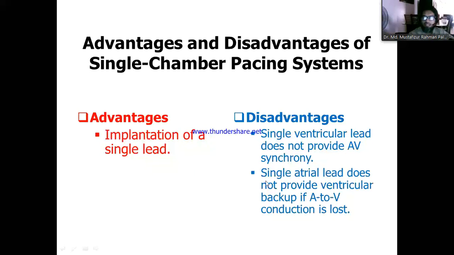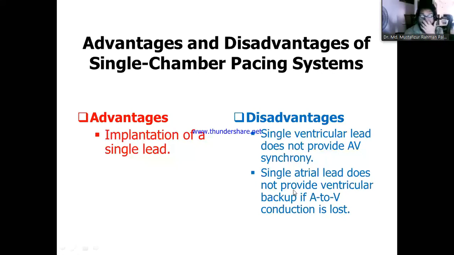A single ventricular lead does not provide synchrony. That is the synchronization which I have told you earlier. That is the main function of the conduction system of the heart, because the circulatory system depends on that synchronization. So if the atrial and ventricular synchronization does not occur properly, the blood will not propel accurately from one chamber to another chamber. So this is the disadvantage. You are pacing only one chamber, so it is disorganized. There is no organization, no synchronization will occur.